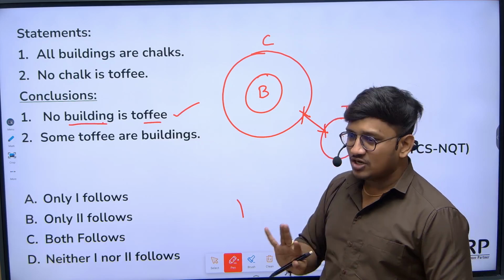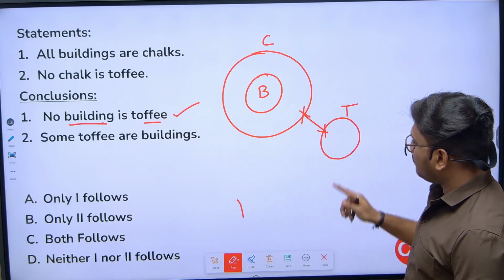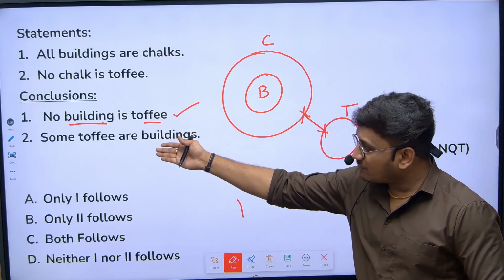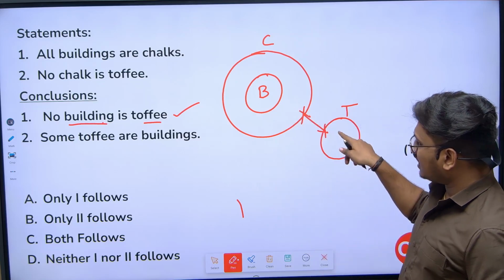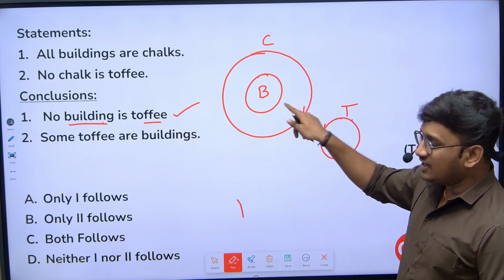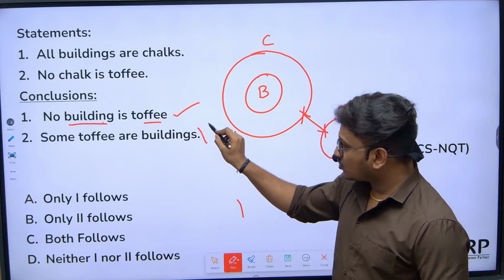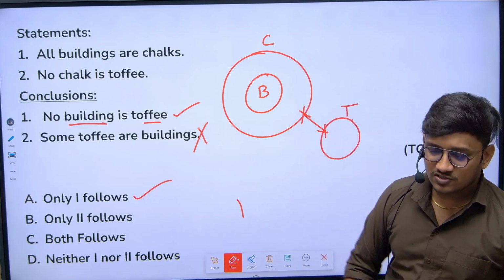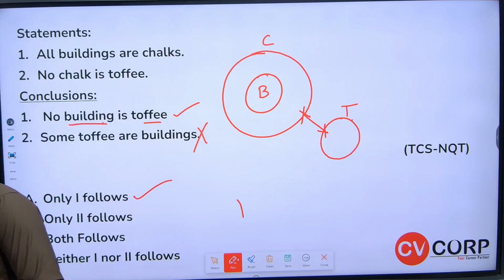No building is toffee. Next, some toffees are buildings. Is it correct? Some toffees are buildings means if this toffee wants to touch this building circle, obviously it should cross this line, right? So obviously this is not at all possible. Answer is only one follows. I hope you all are clear. Yeah, exactly, option A. Very good.